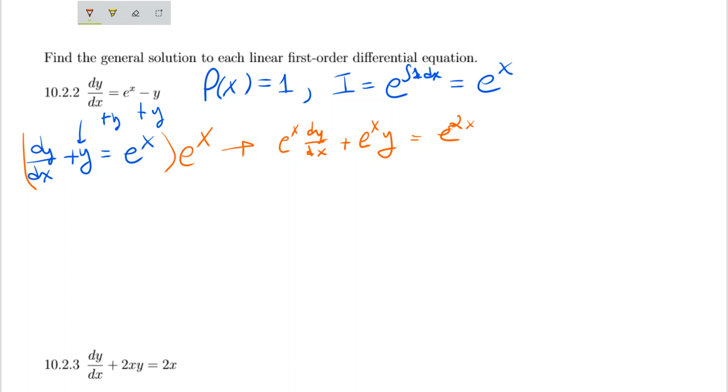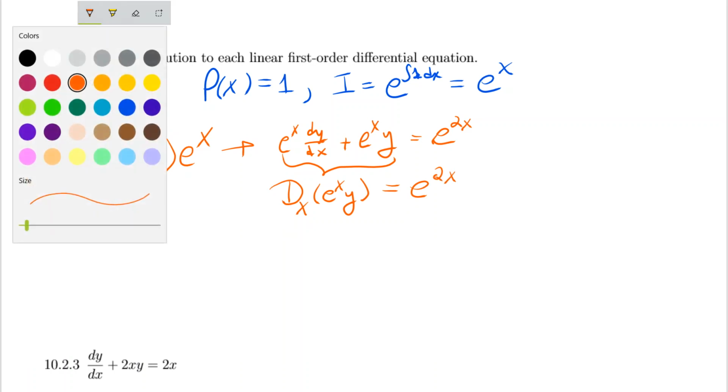That's not looking like a 2. Let's try again. Woohoo! Okay, so I multiplied by my I. My next step is to rewrite this as the differential product, or my big D, of e to the x y equal to e to the 2x.